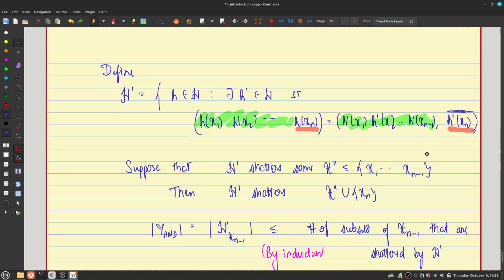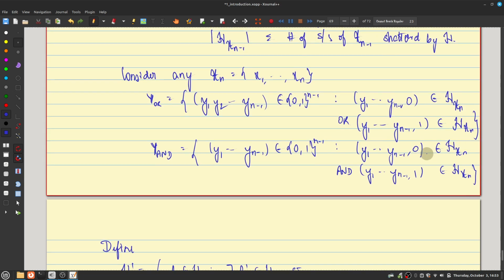Okay, so now let's look at H xn, the restriction of H onto xn minus 1. What can you say about that compared to Y or and Y and?